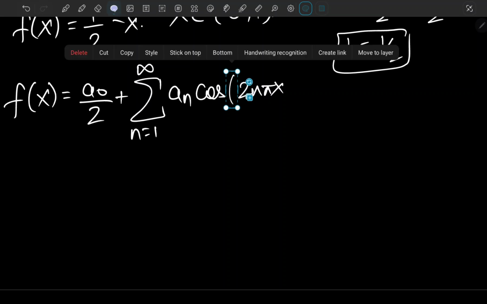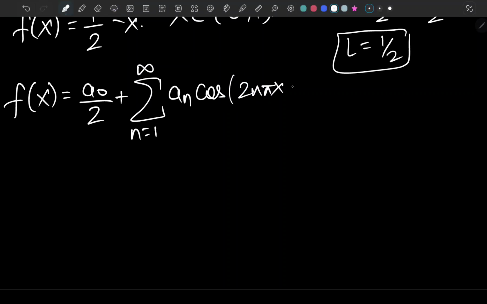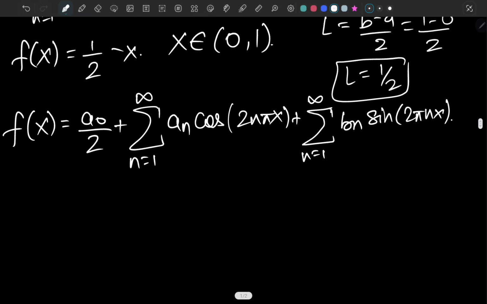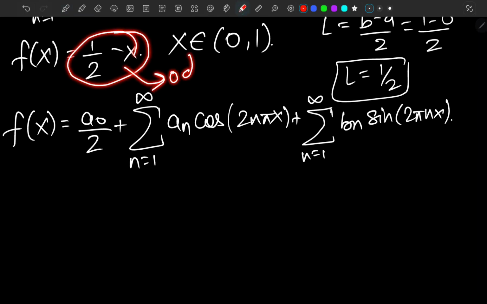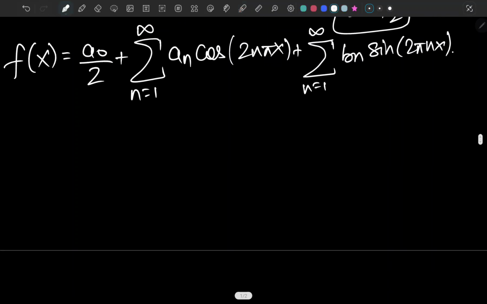So let me just shorten this length a little bit, and then let's talk about the second one. So it's b sub n and sine of 2 pi nx. And now let's talk about this one. So this function is an odd function. Just take a look at that. It's x, so it's an odd function.